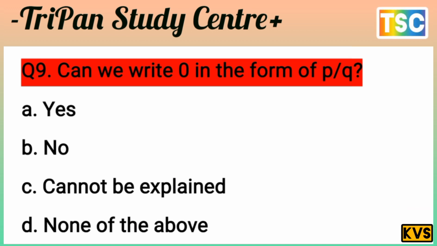Question understood? Can we write 0 in the form of P upon Q? A is yes. That's right, A is the correct answer. Yes, it can be written: 0 is a form of P upon Q. It means option A is correct. Let's see the next question.